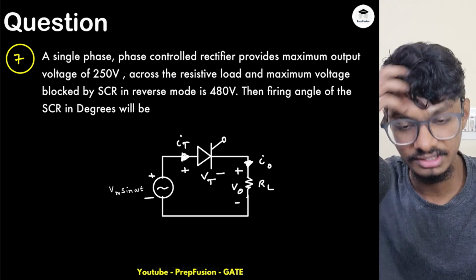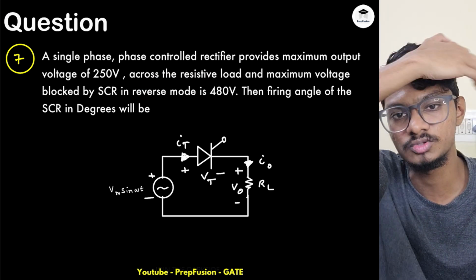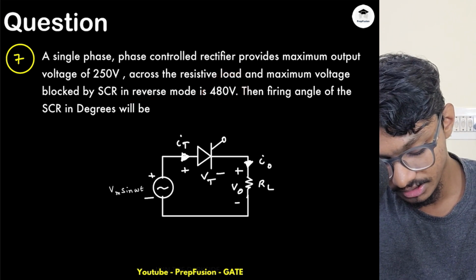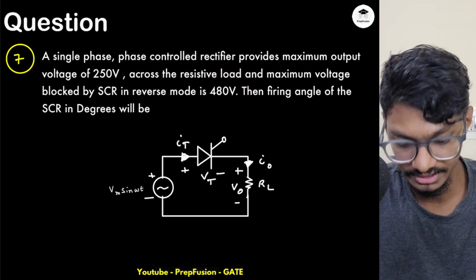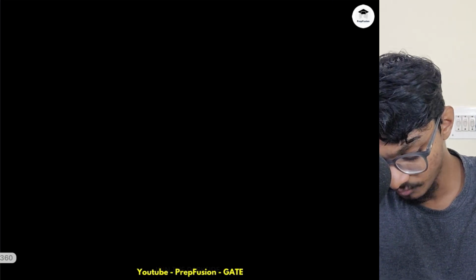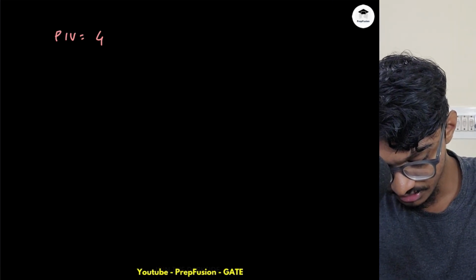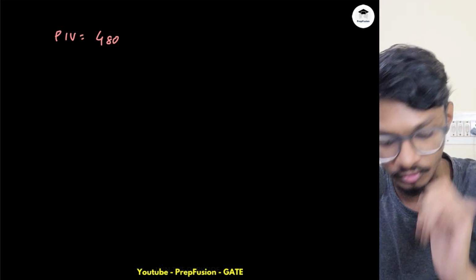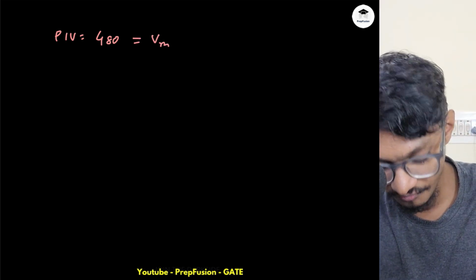If they haven't mentioned anything and they are not talking about peak inverse voltage, then most probably they are talking about the forward blocking mode. So in reverse mode it is blocking 480 volts, then find the firing angle of the SCR in degrees. In reverse mode the maximum voltage, the peak inverse voltage, is 480 volts, and we know the SCR blocks reverse voltage, so the peak inverse voltage equals Vm only.